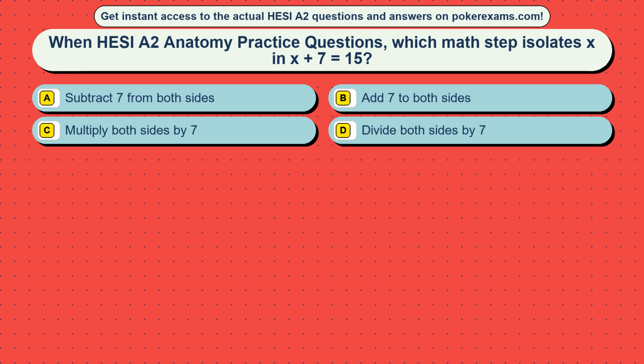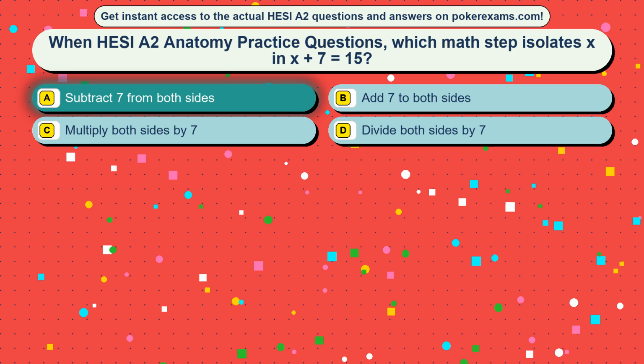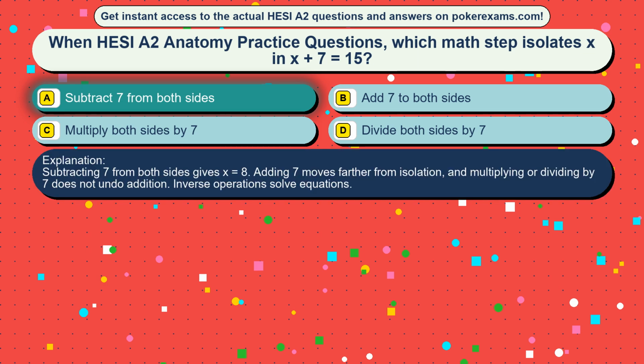Question 9. When HESI A2 Anatomy Practice Questions, which math step isolates x in x plus 7 equals 15? Option A, subtract 7 from both sides. Option B, add 7 to both sides. Option C, multiply both sides by 7. Option D, divide both sides by 7. The correct answer is option A, subtract 7 from both sides. Subtracting 7 from both sides gives x equals 8. Adding 7 moves farther from isolation, and multiplying or dividing by 7 does not undo addition. Inverse operations solve equations.